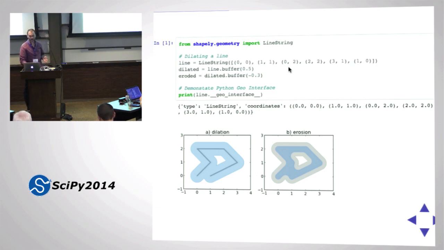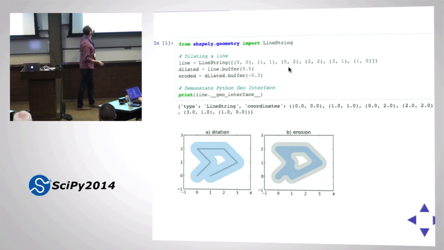And then, if you want to create a dilated line, a buffered line, it's just line.buffer and the distance you want to buffer around it, in this case 0.5. If you want to erode the buffer, so now it's a polygon, just buffer a negative value. It'll erode it away. I'm not showing you it right now, but you can then plot them.